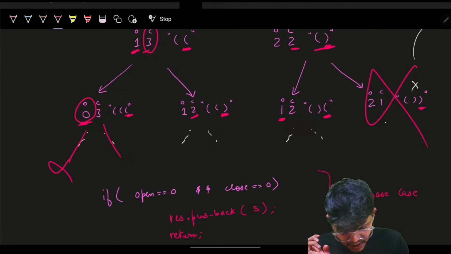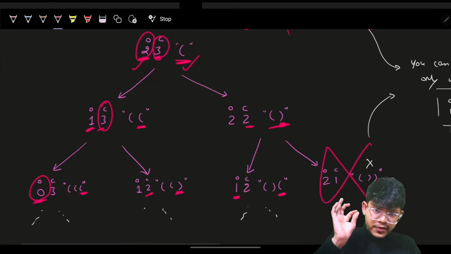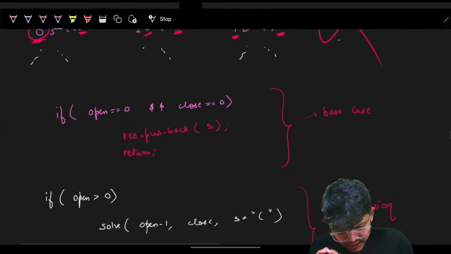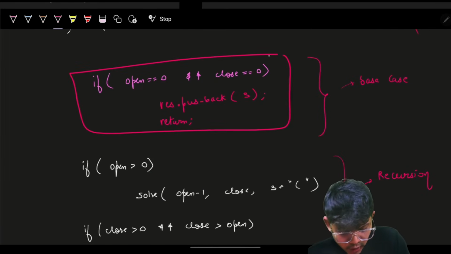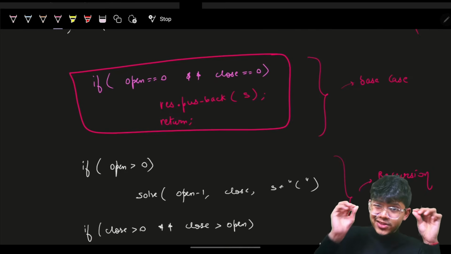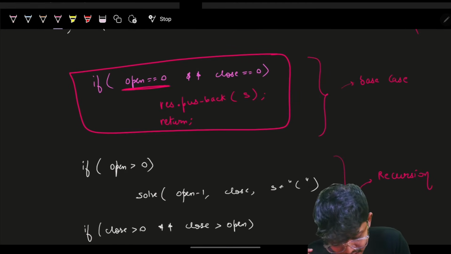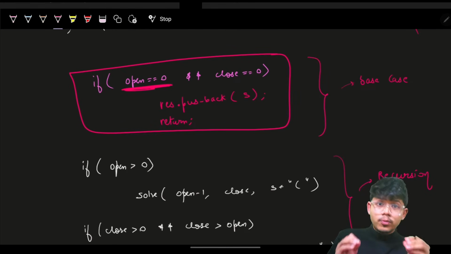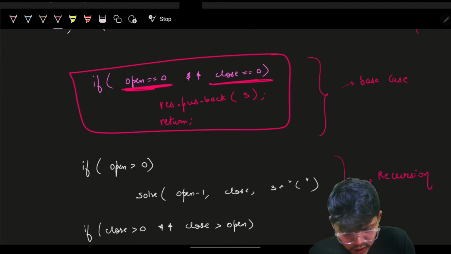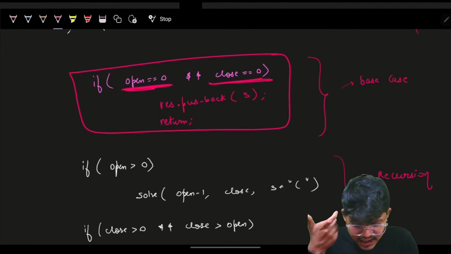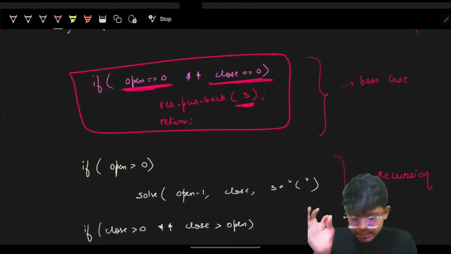So now you know generally what will happen with this specific diagram. My base case will look like this: if my entire string is exhausted, which means I have consumed all the opening brackets and all the closing brackets, then I know this is one valid string which I can push in my answer.